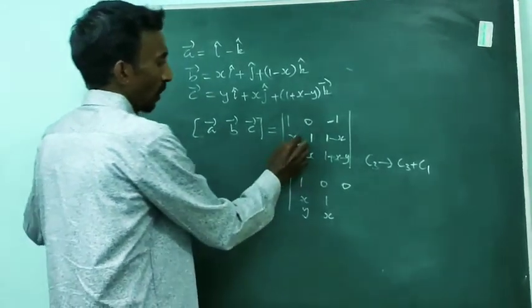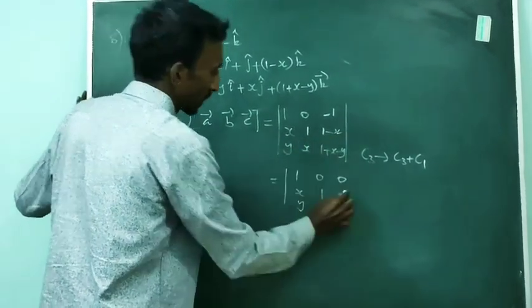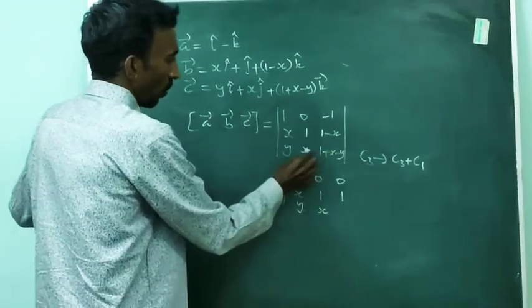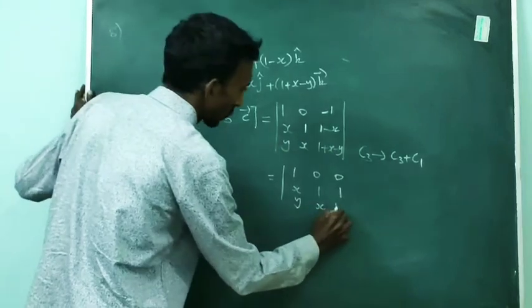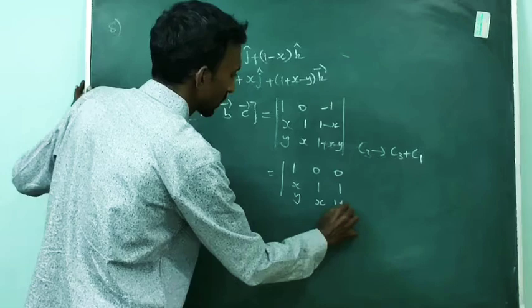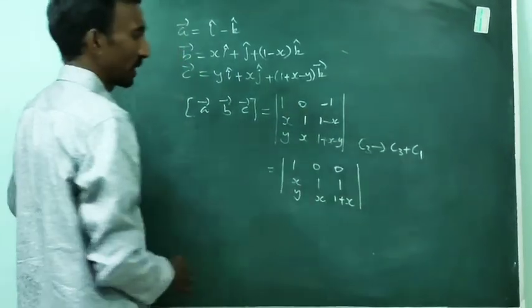So x here: 1 minus x plus x becomes 1. And this one: 1 plus x plus x, 2x, y minus y cancel, so we are getting 1 plus x.